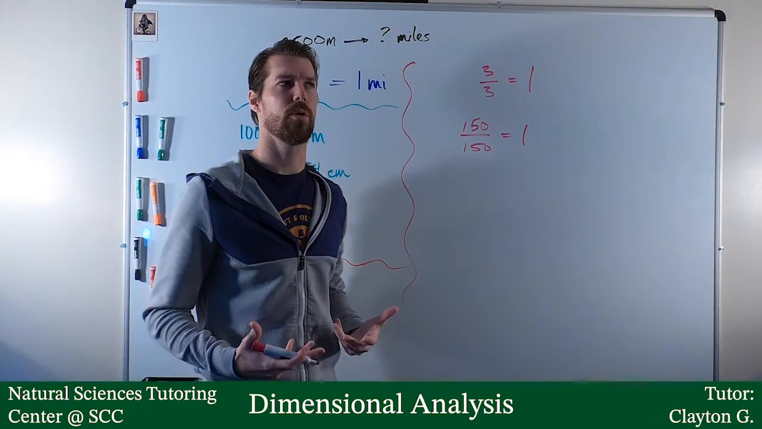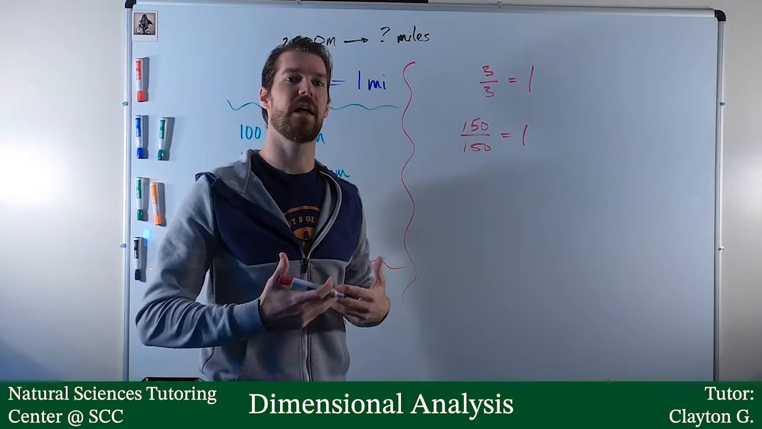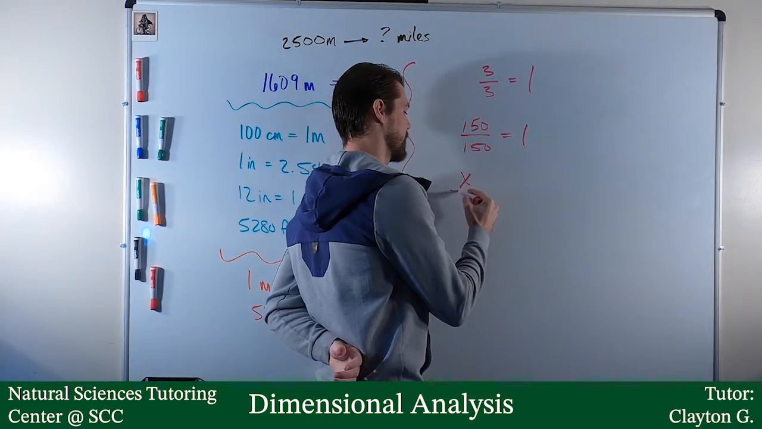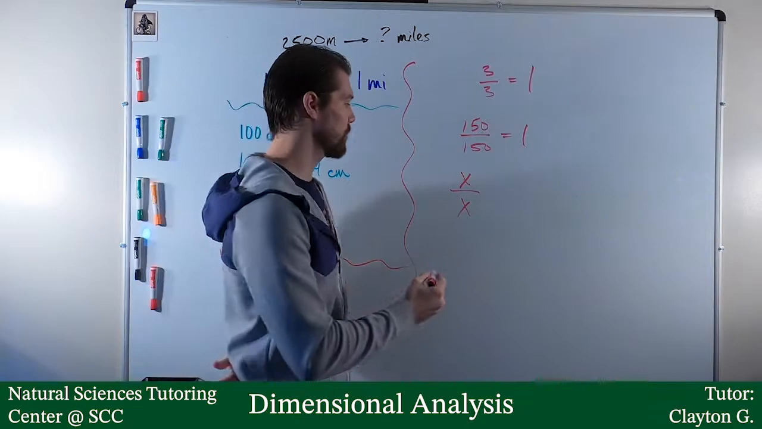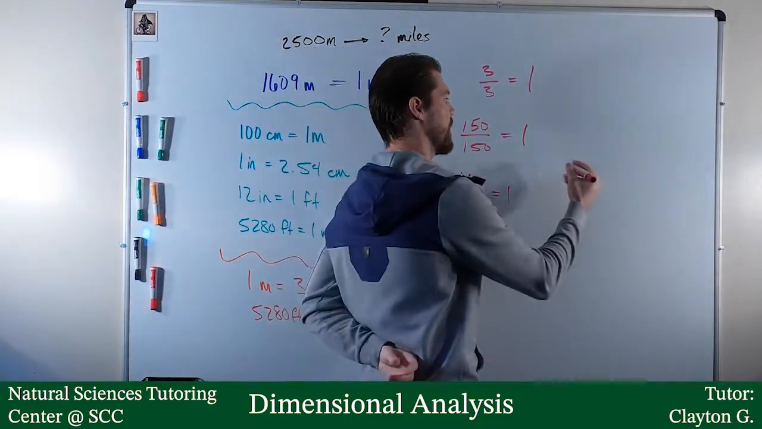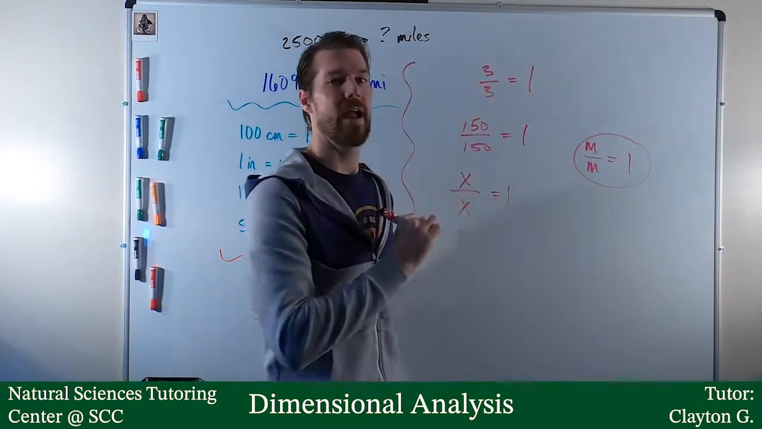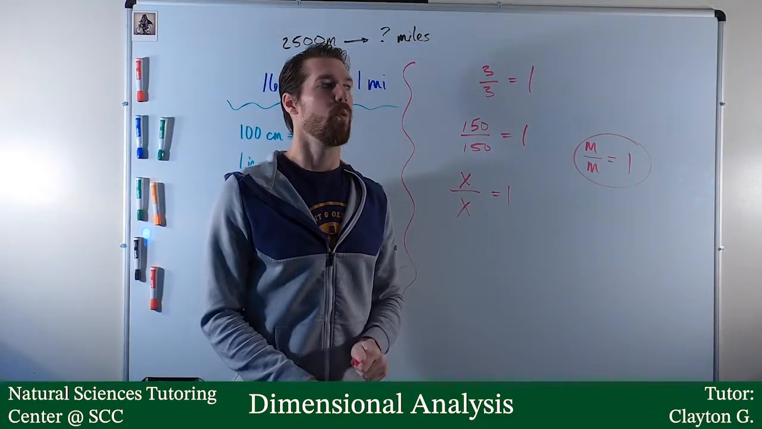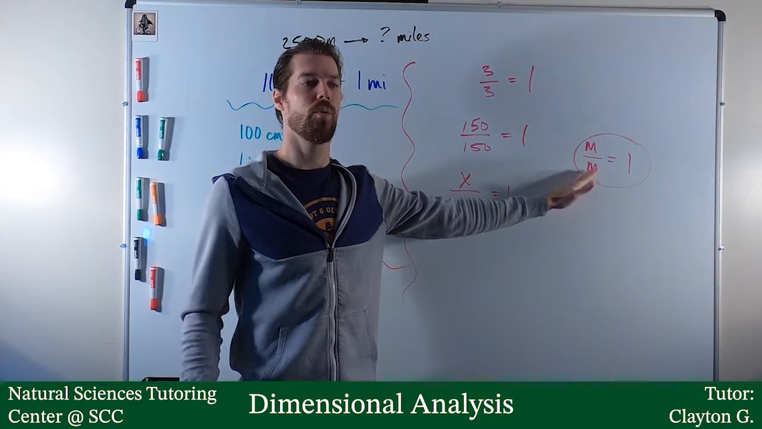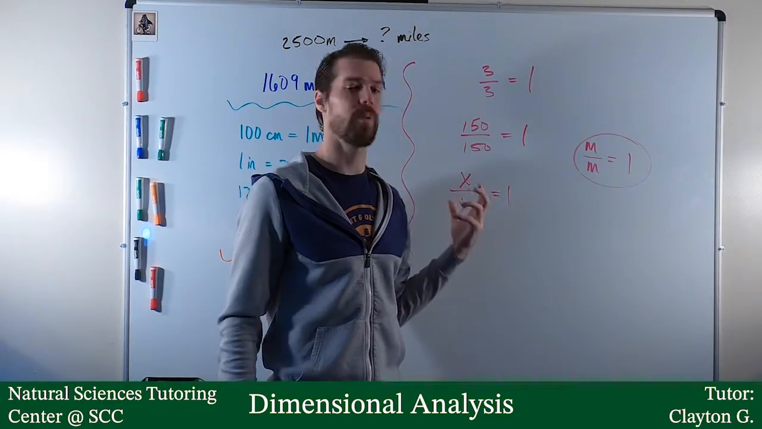Our method is to treat units as if they were numbers or variables. So when you're taking an algebra class and you see x divided by x at some point, well, that equals 1. Well, what if I have meters divided by meters? That also equals 1. And that's really what we're getting here. We want to make sure that when we cancel our units, we're dividing by that same unit so that it equals 1, okay? So we're going to be multiplying by 1.